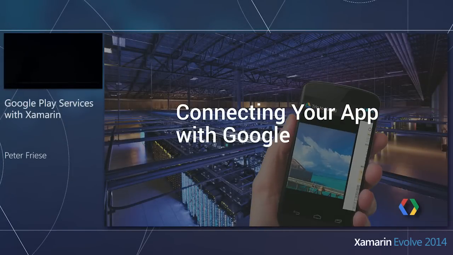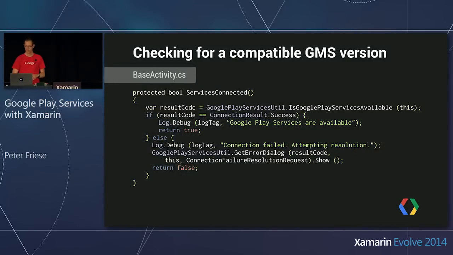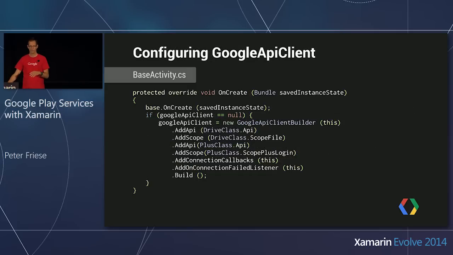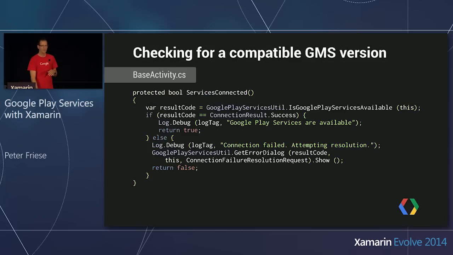All right, so connecting your application with Google, how does it work? Let's have a look at some code. The first thing you need to do is check for a compatible GMS version, GMS being the short code for Google Play Services. We've got a utility method you can just call. It's called isGooglePlayServicesAvailable, and it will tell you if Google Play Services actually is available on your device. If not, you need to either display an error message or silently fail and make sure you don't use the APIs you wanted to use. But it's important to check that Google Play Services is available.